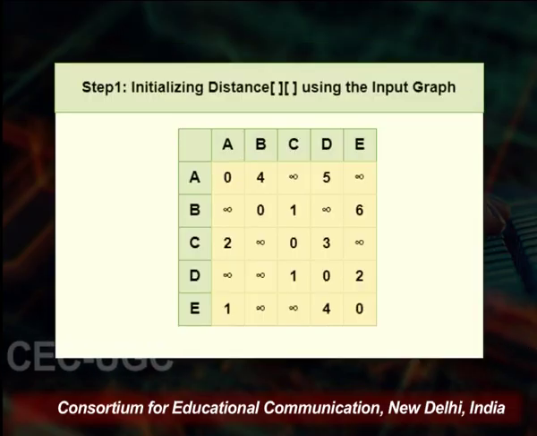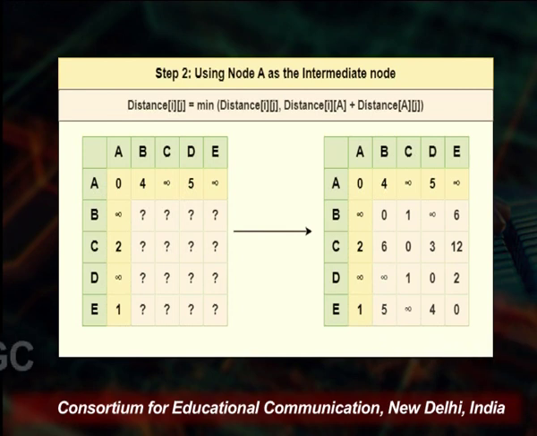Let us see how. We have initialized the distance matrix using this input graph, and all the direct edges are filled in. So, from A to B it is 4, from A to D it is 5, from B to C it is 1, then from B to E it is 6. Now, what do we need to do? We need to update this matrix if we take node A as the intermediate node. Are we able to decrease the path? Then we are going to update it, and this will be done for all the nodes.